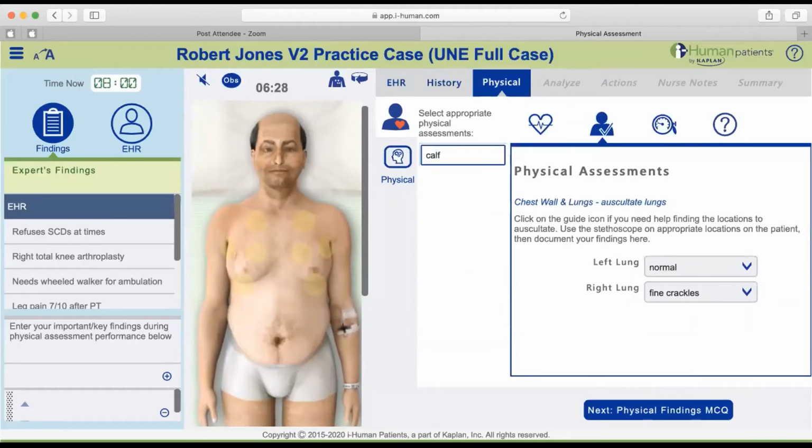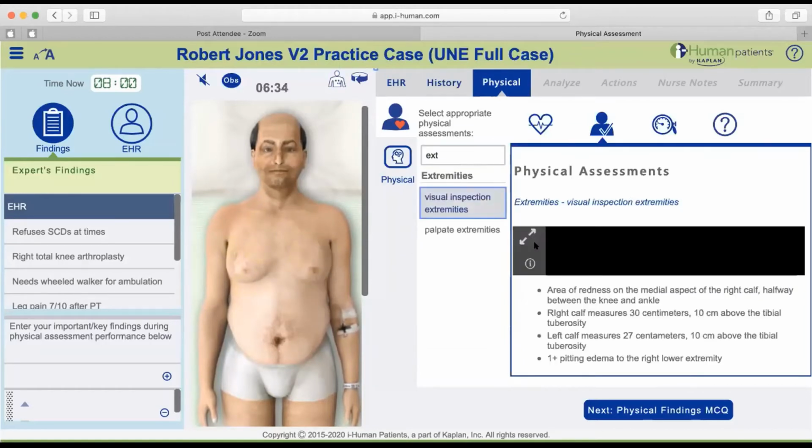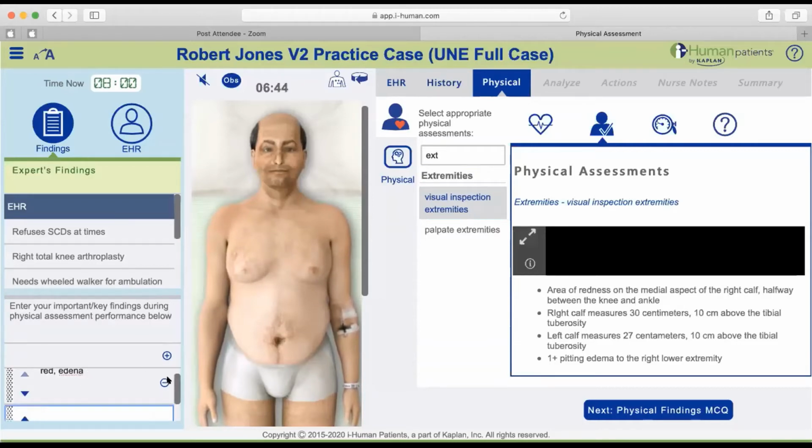He had troubles with his calf. So let's quickly look there. Let's look under extremities. So visualize and inspect the extremity. The area of redness. Okay, so we had a red calf. Looks like there's some edema. Okay, so if those are my findings, we can compare those with the expert.